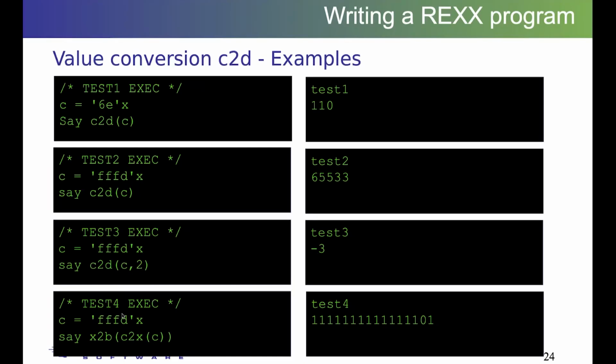Now, not specifically C2D, but down here in this test 4 program, we can certainly nest functions. In order to convert this to a binary value, we have to first convert the character to hex, and then we can do hex to binary outside of that. So in order to display this value as binary, we run something like this, and we get the result in binary, 16 bits of binary.